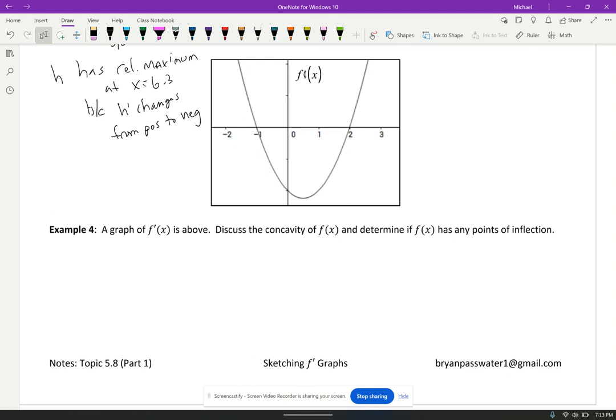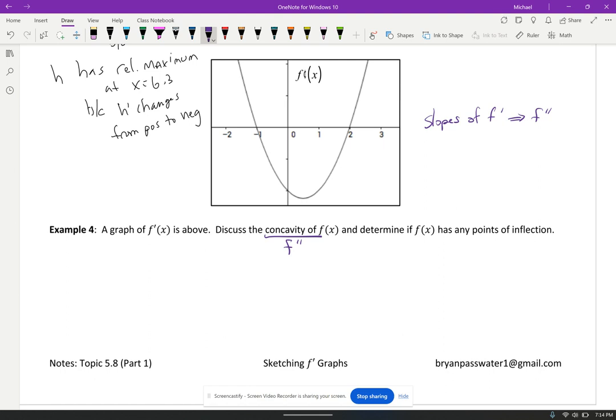Example 4. We are given the graph of f prime. Discuss the concavity of the original function f and determine if f has any points of inflection. Okie dokie. So remember that concavity is related to the second derivative. But I don't have the second derivative, I have the first derivative. However, I know that the slopes of the first derivative, the slopes of f prime, lead to the second derivative, right? The derivative of the derivative will give me the second derivative.